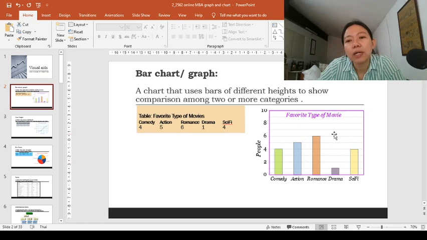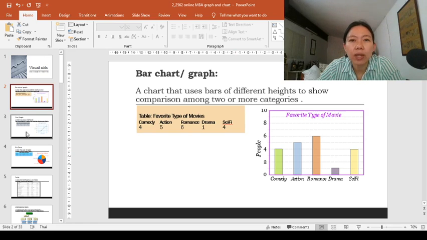So here is the bar chart for the favorite type of movie. Here we have the vertical line representing the number of people that I asked, and the horizontal line with the bars representing each type of movie. So you can see clearly how many people like comedy, how many people like action films, and how many people like romance. So this is the bar chart.